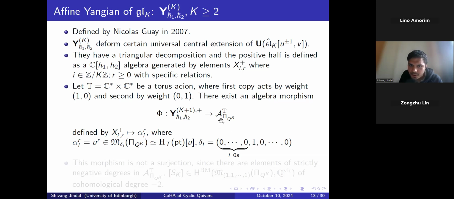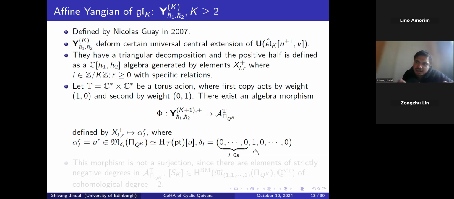to this cohomological Hall algebra which we defined, by sending these generators to certain particular elements of the CoHA, which are in the smallest possible dimensions. So we take these elements \alpha_{i,r}, which are certain elements inside the homology of the stack of \delta_i-dimensional representations of the preprojective algebra. Here \delta_i is a dimension vector where you have 0 everywhere except on the i-th entry.